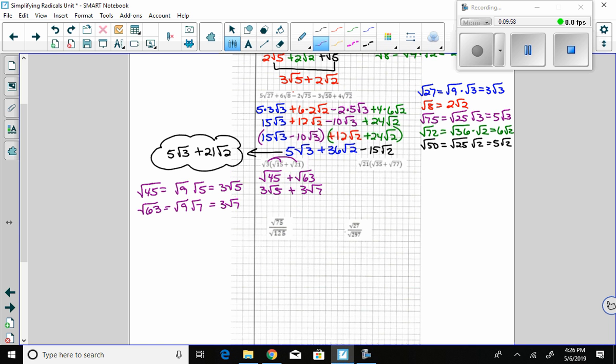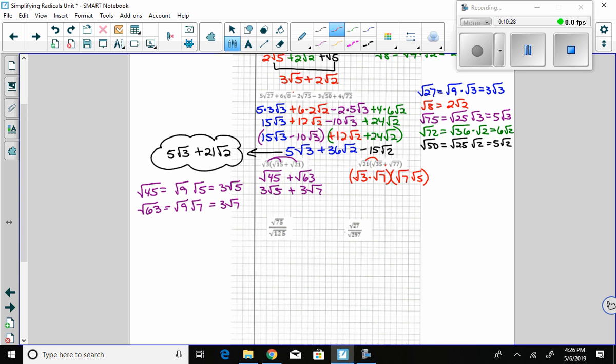Now, this next one, you'll notice that they all have multiples of 7 in them. So it might be helpful to us to deal with that. Let's see here, 21 times 35. 21 is the square root of 3 times the square root of 7. And 35 is the square root of 7 times the square root of 5.